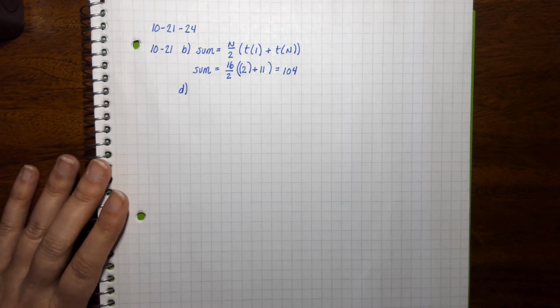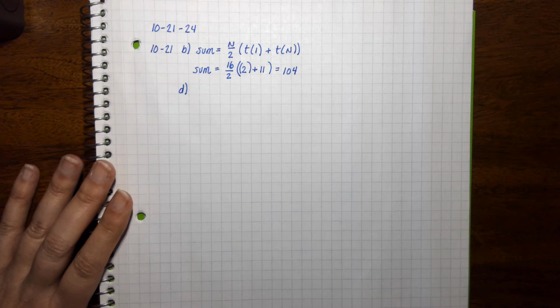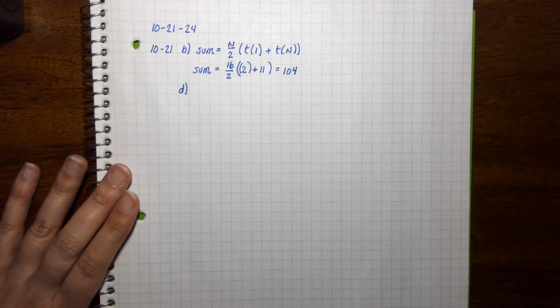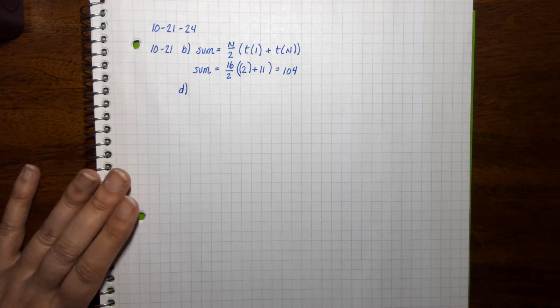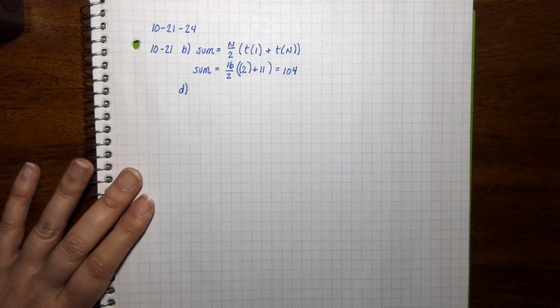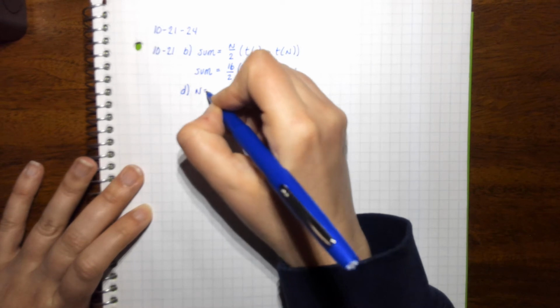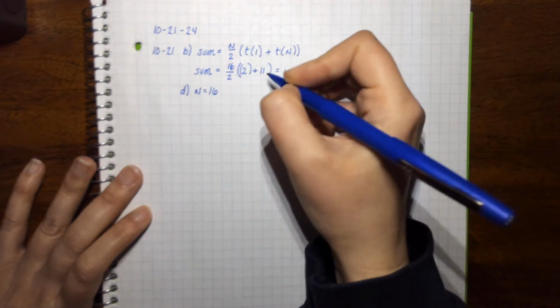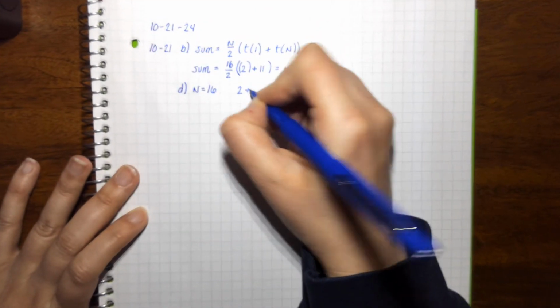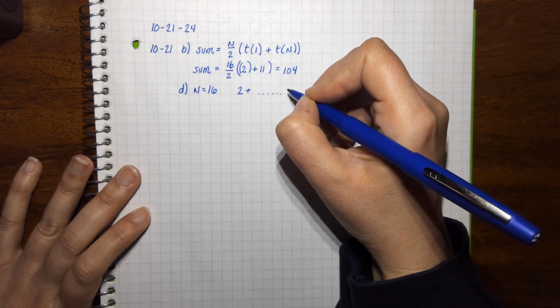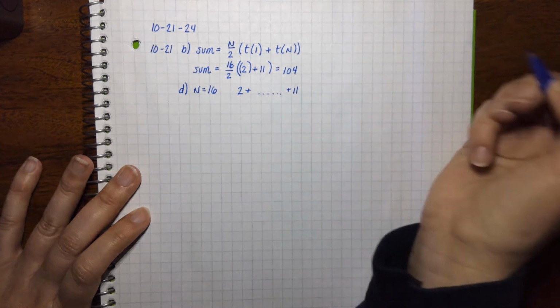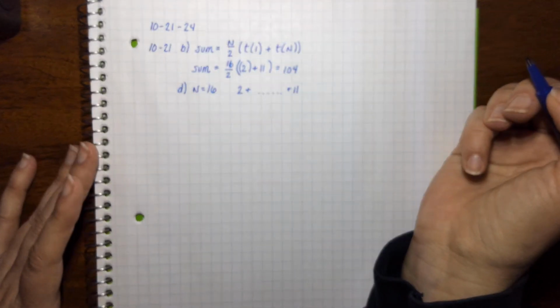What I want you to notice in this problem is it's almost impossible to tell what the growth is. I actually, if it makes you feel any better, had to check the teacher's manual to tell what the growth is. I do know that there's 16 numbers. I do know that the first number is 2, and then I've got a lot of numbers, and then my last number is 11. However, I don't know the growth.